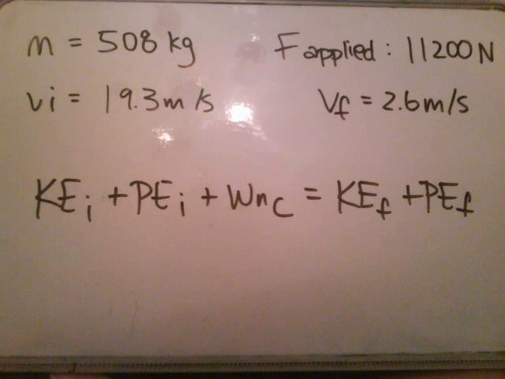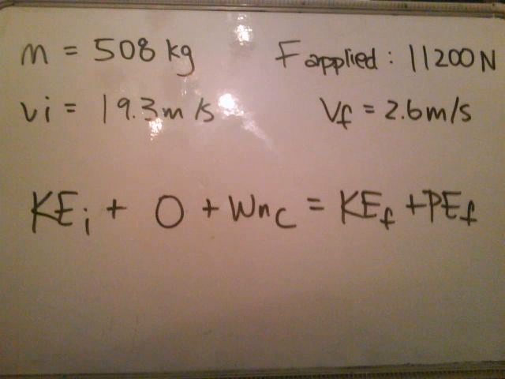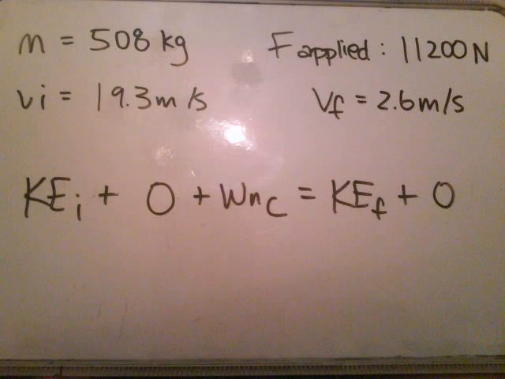In this situation, you use the equation initial kinetic energy plus the initial potential energy plus the work being done equals final kinetic energy plus the final potential energy. In this case, there is no initial height, so the potential energy will equal 0. Both final and initial potential energy will equal 0, so the equation will equal initial kinetic energy plus the work being done will equal final kinetic energy.